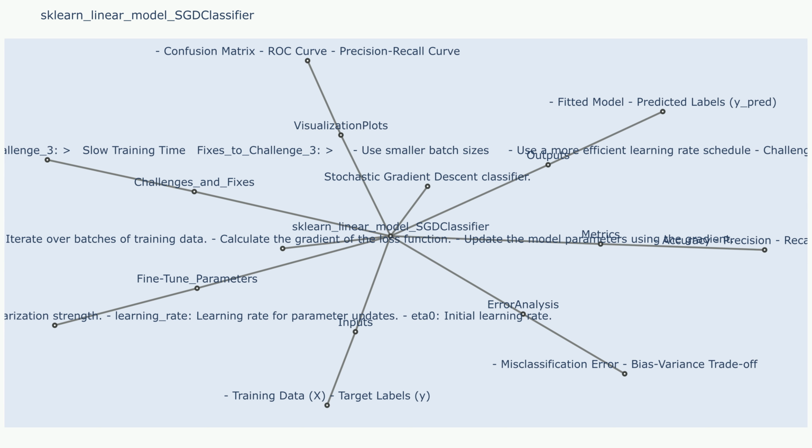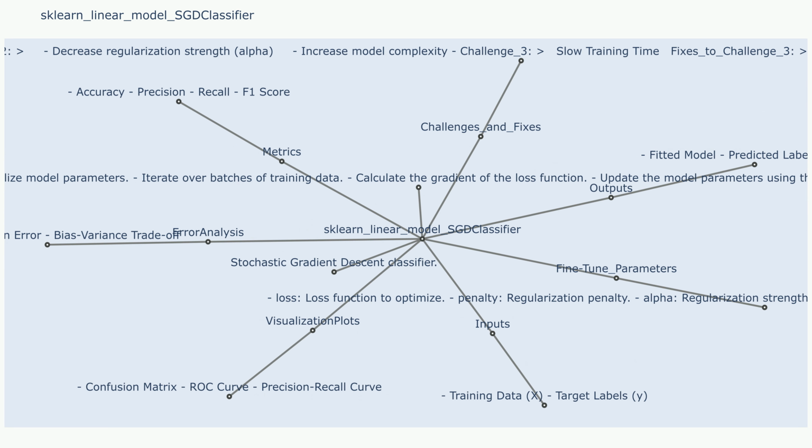Inputs. X. This is the input feature matrix, where each row represents a sample and each column represents a feature. It should be a 2D array or a sparse matrix. Y. This is the target vector, representing the class labels for each sample in X. It should be a 1D array.